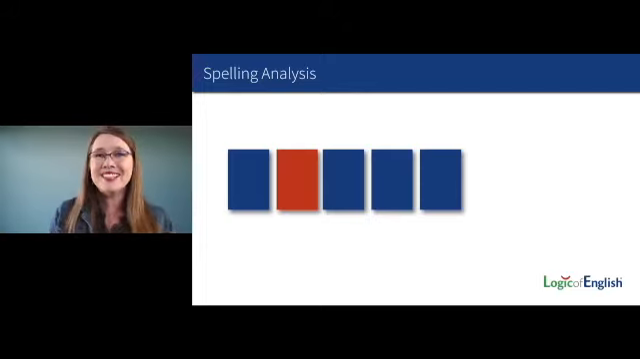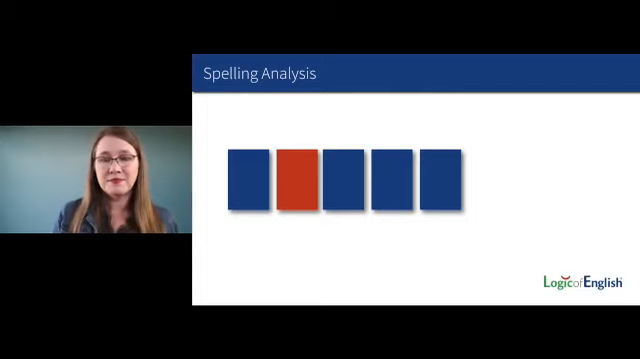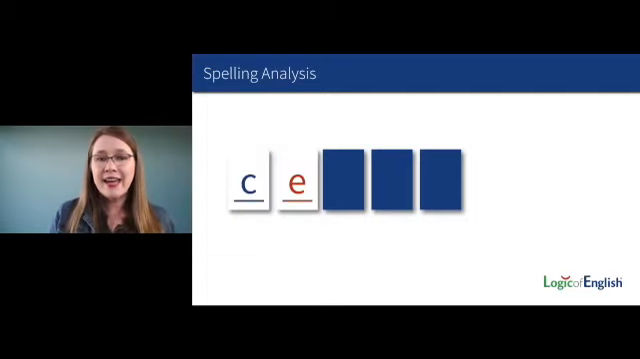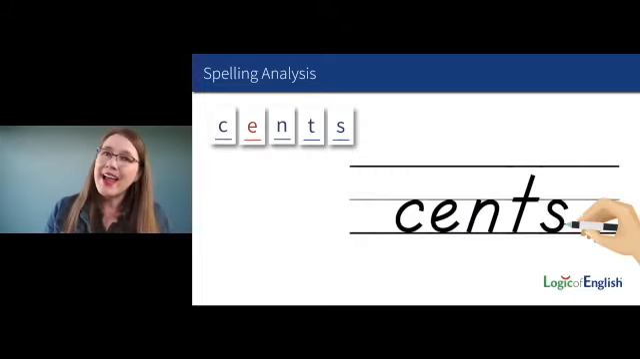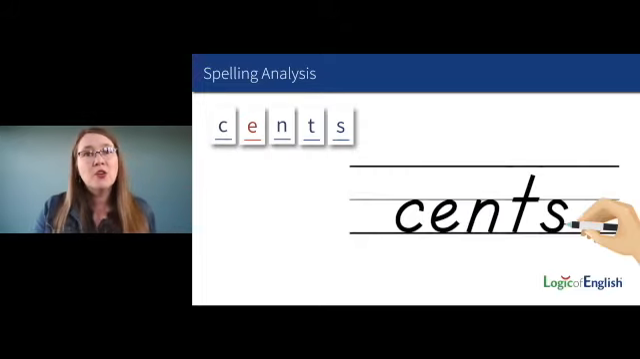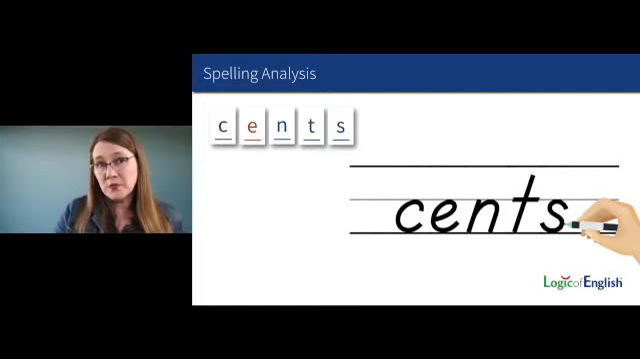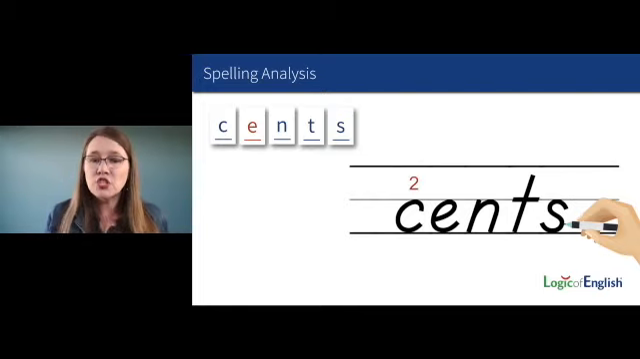Go ahead and write sense and sound it out as you're writing it. Let's sound it out together. S, e, n, t, s. All right, how will we mark this one? When a phonogram says more than one sound, we can put a 2 over it.